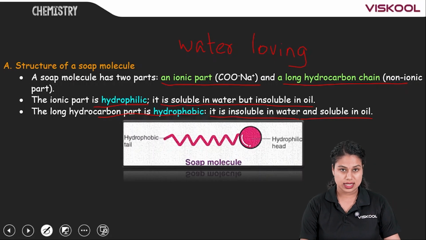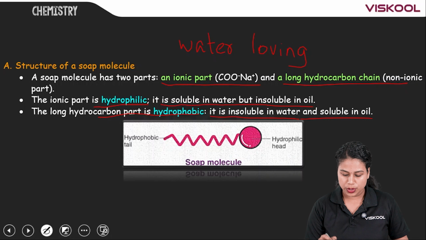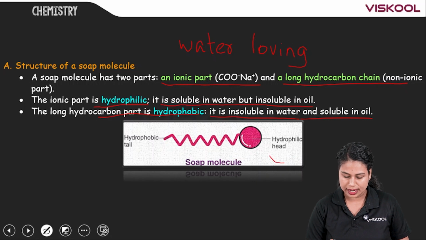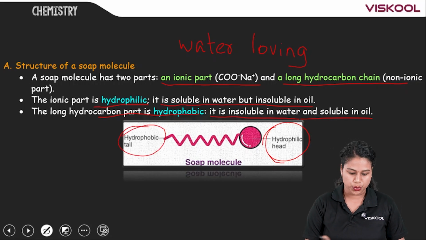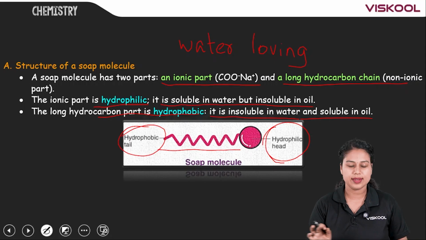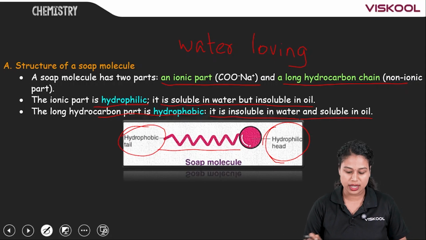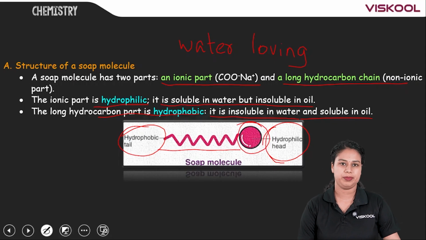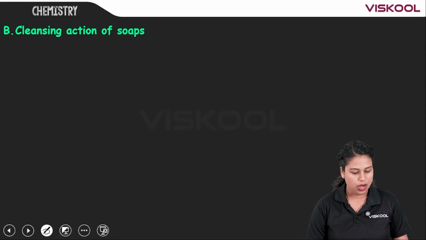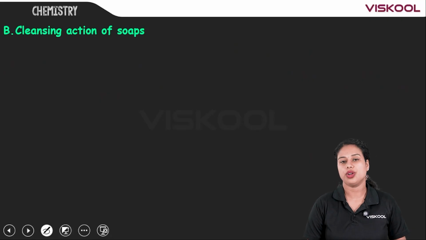As you can see, this is how a soap molecule looks. Here you can see the hydrophilic head, and the hydrophobic tail is here. This is the hydrophobic tail, which is the long hydrocarbon chain, and this is the ionic part, that is the hydrophilic head. Is this clear? Now the cleansing action of soap.